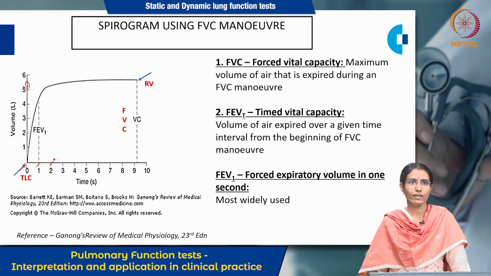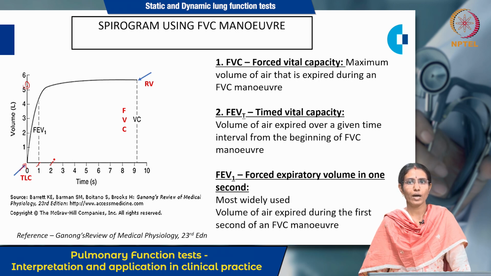FEV1. What is FEV1? That is forced expiratory volume in 1 second. What does this mean? This is the amount of air which is expired during the first 1 second of the FVC maneuver. So you can see that that is around 4.2 liters in this case. So FEV1 is the amount of air which is expired during the first 1 second of the FVC maneuver.